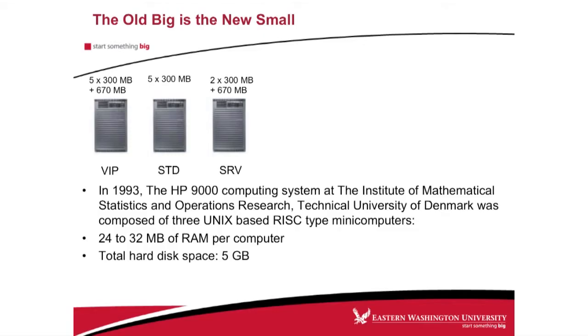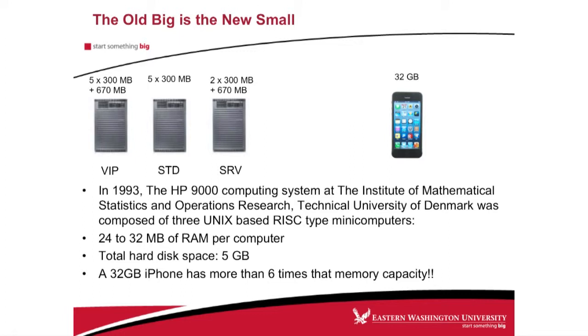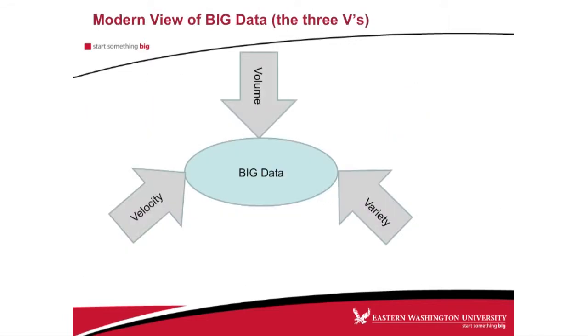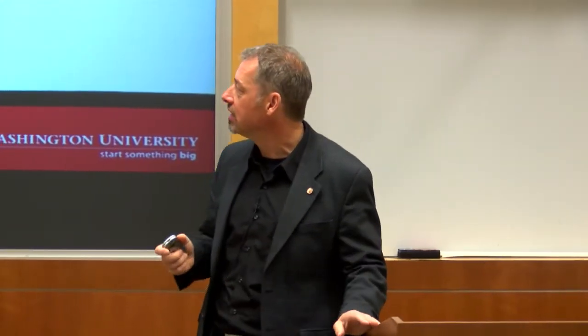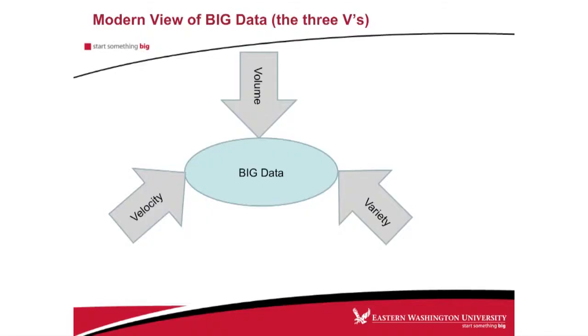On my iPhone here, I have about 6 times that memory capacity. So the old big is now the new small, right? But big data is really more than just large data storage. It's commonly characterized by the 3 V's, which are volume, velocity, and variety.